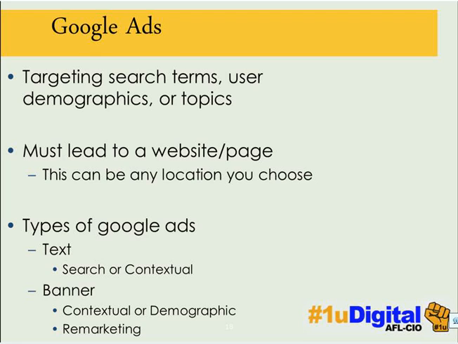Your ads must lead to a website or a page, so you have to make sure that you know where you're leading people before you can run them. And this could be any location that you choose, whether it's a news article that you want to promote or your petition. You can run ads to these places. And the types of Google ads there are, you have the text ads. So that's what happens when you search. So if you search for AFL-CIO and AFL were running an ad, you would see it based on that, because they would be serving people who are searching for that.